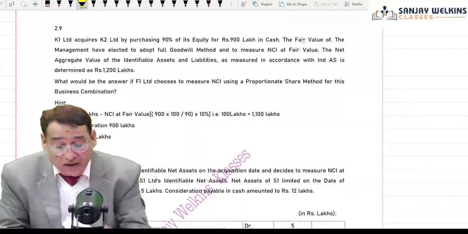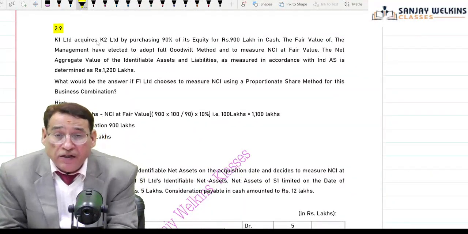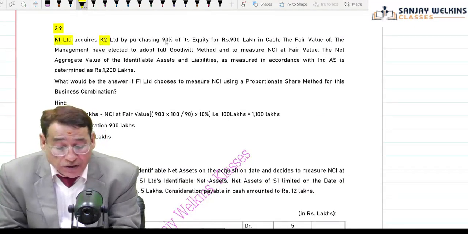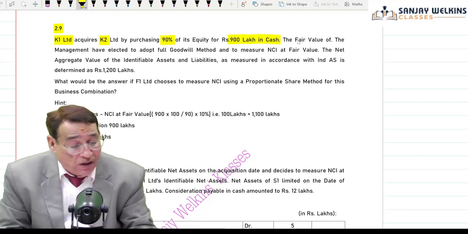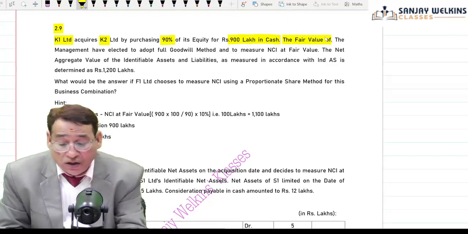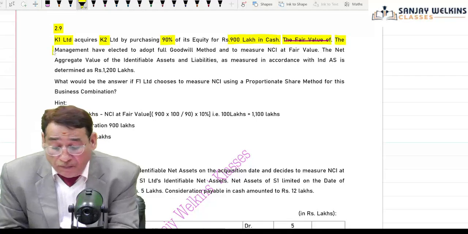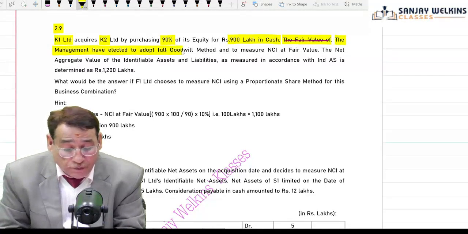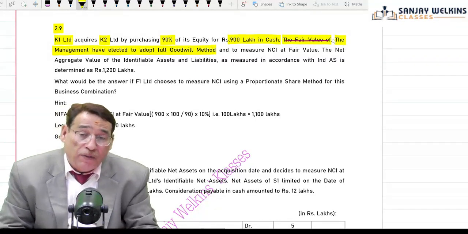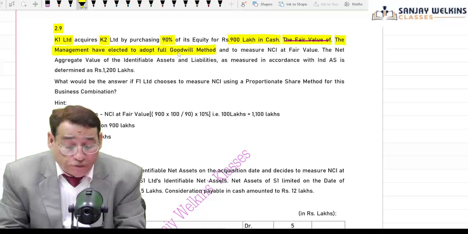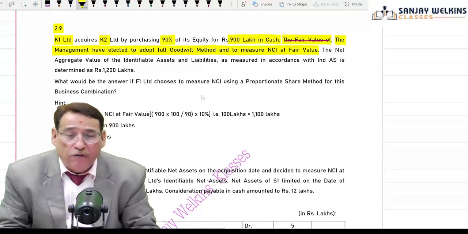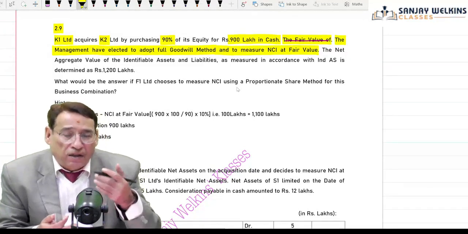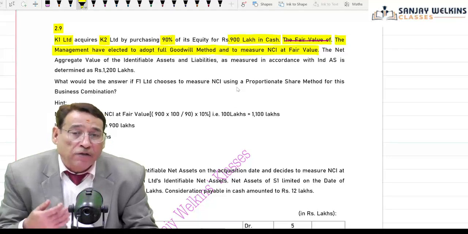Then we have in this case 2.9. In 2.9, it is written that K1 Limited acquires K2 Limited by purchasing 90% of its equity share for rupees 900 lakhs in cash. Further, it is given, the management have elected to adopt the full goodwill method and to measure NCI at fair value. You know that whenever we compute NCI on fair value basis, the goodwill which we derive is known as full value of goodwill.